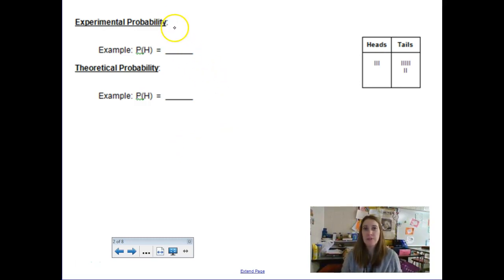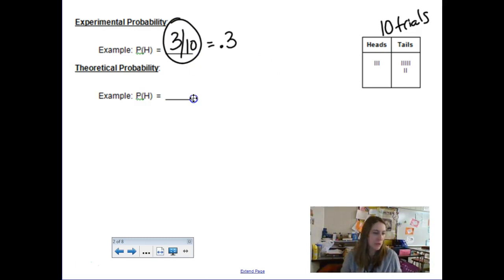So experimental is what actually occurred in the experiment. So you collected data, you had a little tally chart, and you figured out what went on. So we're flipping a coin 10 times, 10 trials, we call it. And the probability that the coin landed on heads is 3 out of the 10 times. And of course you can write that as 0.3, that would be equivalent. I like fractions for probability, so whatever you want.